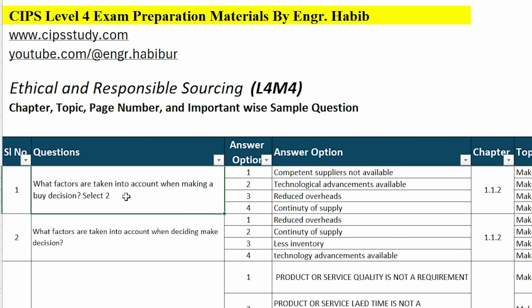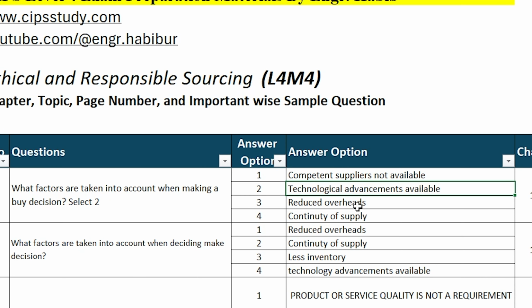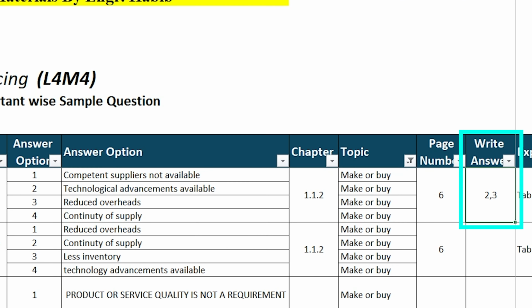So now the first question is: what factors are taken into account when making a buy decision? Select 2. So these are the 4 answer options. The first option is competent suppliers not available. Then technological advancement available. Then reduced overhead, this is one answer. Continuity of supply, if we take a buy decision, then it would not be possible. Technological advancement, yes, this is possible. So our answer is 2 and 3.